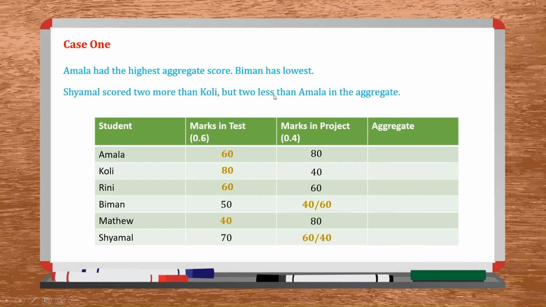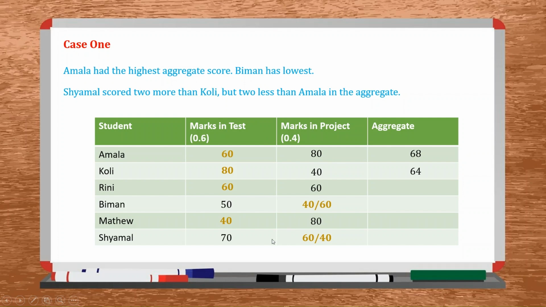Now let's try to find out the aggregate values for case 1. So for case 1, if I try to calculate the aggregate for Amla, what would it be? It would be 0.6 into 60, which is 36, and 0.4 into 80, which is 32, which would come to 68. Again, if I do it for Kohli, it would be 0.6 into 80, which is 48, and 0.4 into 40, which is 16. That would come out to be 64. So far, so good, because we know that Kohli has 4 marks less than Amla in this case.